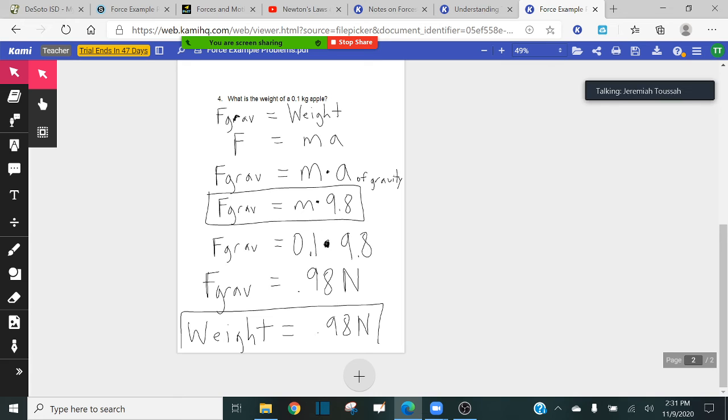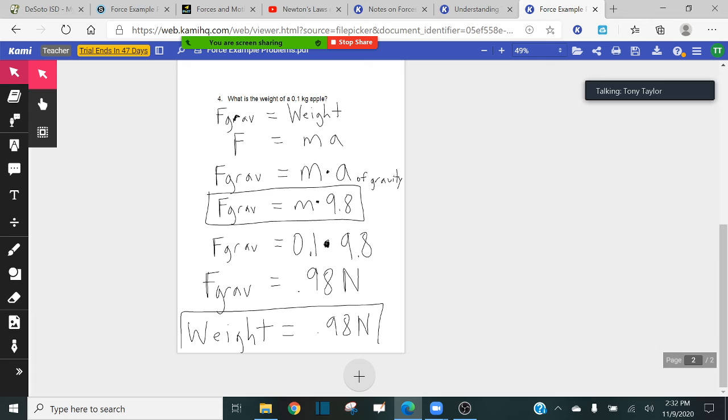So you just have to do mass times acceleration. Mass times 9.8. It's a specific acceleration, the acceleration of gravity. If they use the word weight, yep. So if they use the word weight, you will have to do mass times 9.8.